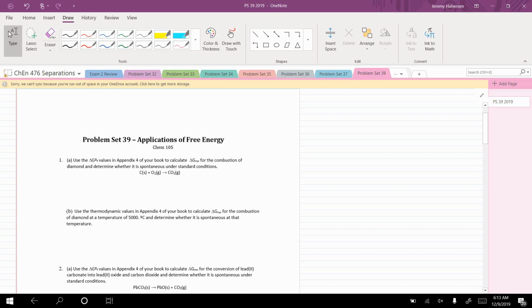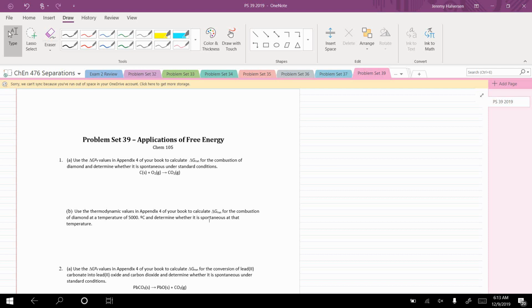Hey there, this is problem set 39, applications of free energy. This is the last problem set in the thermodynamics unit. Problem set 38 talked about Gibbs free energy. It was mostly conceptual though, and problem set 39 here is a lot of the maths.